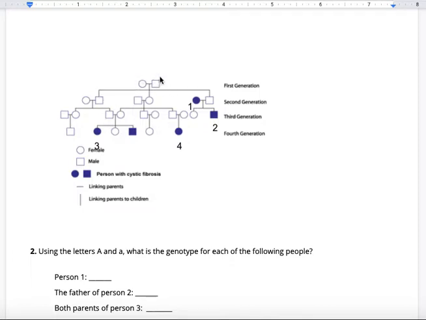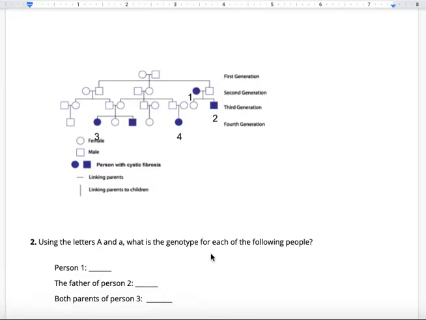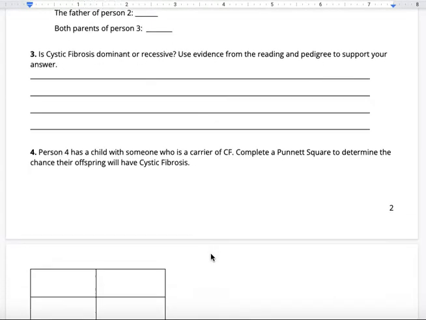So this first generation to second generation. The first generation had 3 kids, 2 males, because there are 2 squares directly linked by that line here, and 1 female. And so you can go through the whole thing and kind of figure out what happened with the family over time. And so you'll answer those questions there.